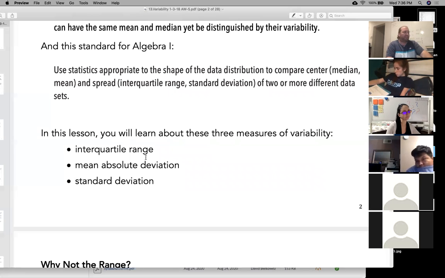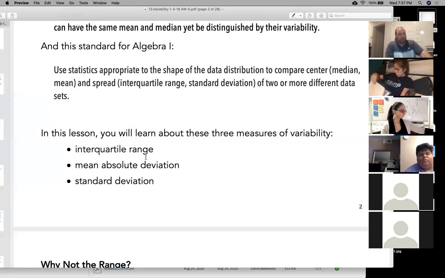In fact, when would I use the interquartile range? Anyone know when I would use that one? Use the IQR when you use the median. They go hand in hand. The IQR comes with the median.